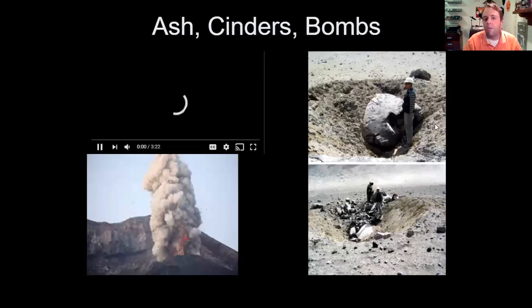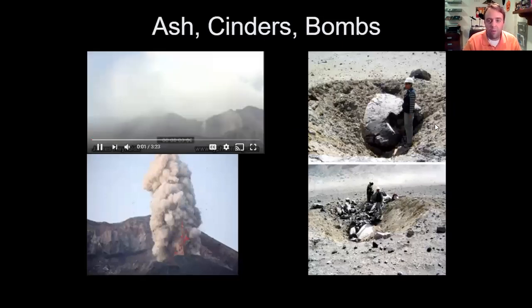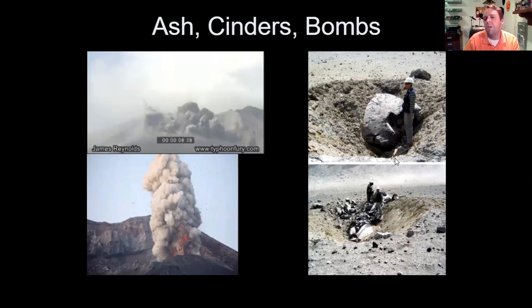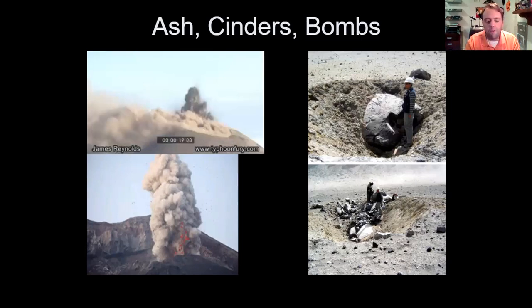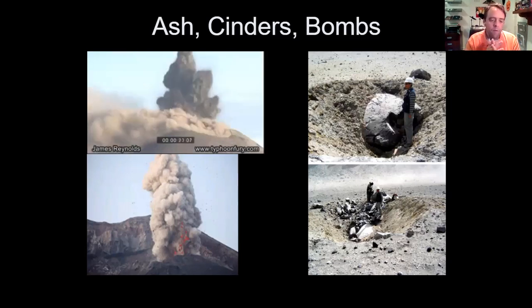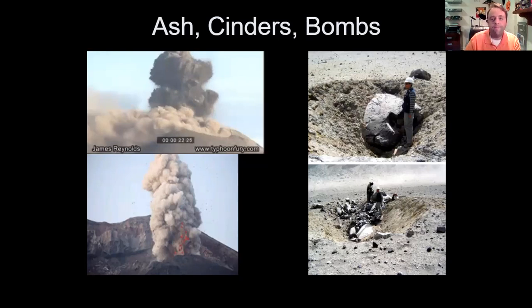So here are some of the pieces that can come out of volcanic eruptions: ash, cinders, which are pebble-sized pieces, all the way up to bombs. Bombs are the very large pieces that can come out of a volcanic eruption. So you typically see these in cinder cone eruptions, but also stratovolcanic eruptions.